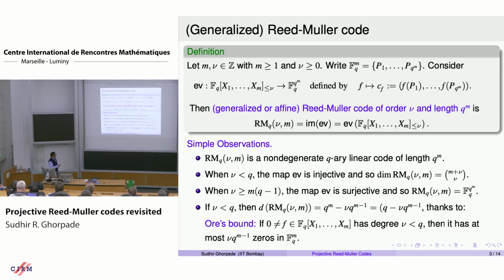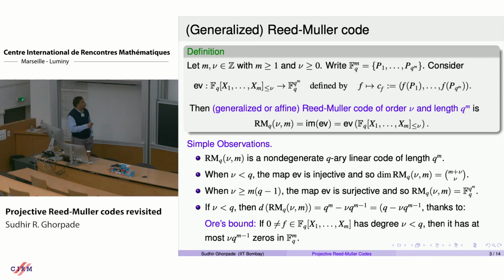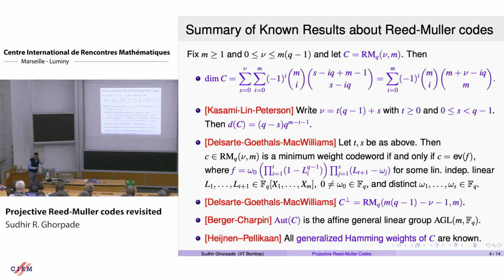ν can indeed, after this stage, it doesn't become so interesting. But up to here, there is still a big gap between q and m times (q minus 1). What happens there? Well, this has been worked out by many people. So here is a sort of summary of known results. To save space, I call the Reed-Muller code C. The dimension is given by this formula here and a somewhat simpler formula. The first one you can find in the book of Assmus and Key. The minimum distance in the general case is given by this formula, (q minus s) times q to the power m minus t minus 1.